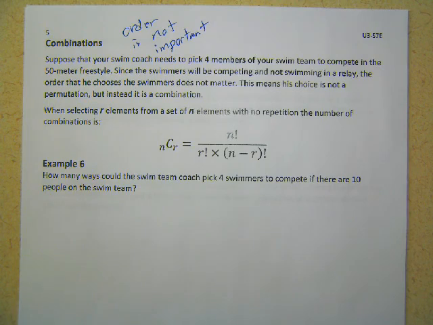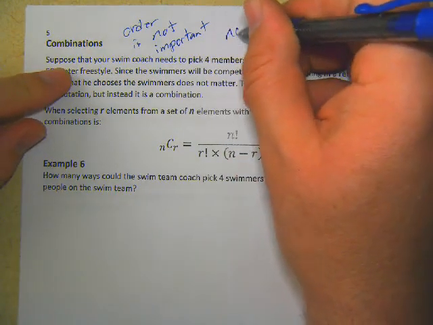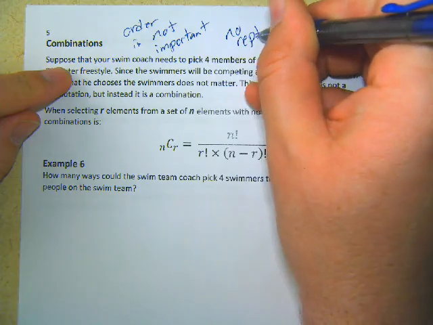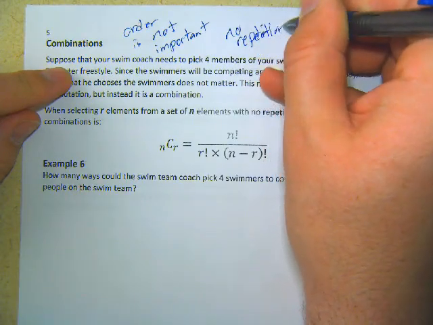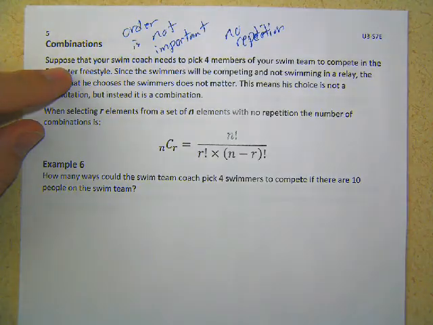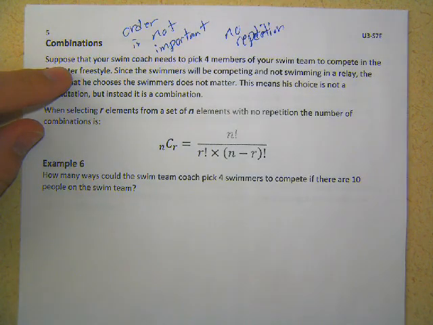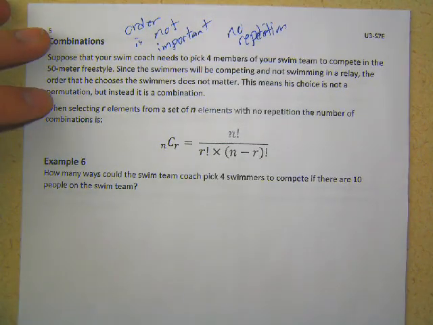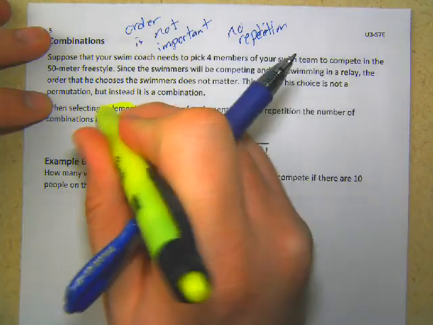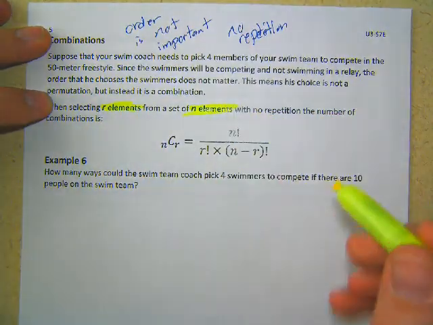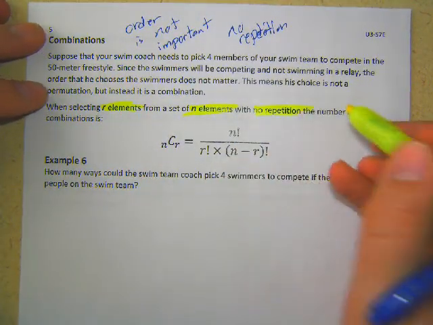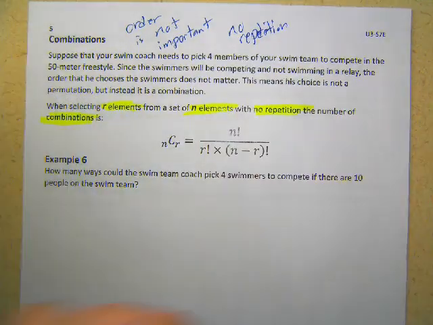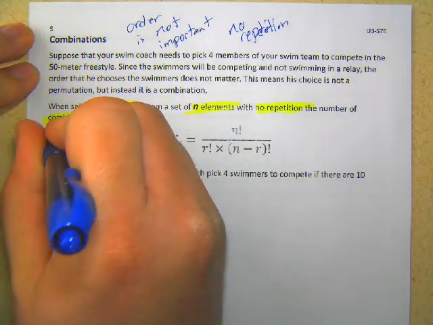This is called a combination. Now we're just trying to pick a group of objects. We're not worried about what order we pick them in. Notice that we still have no repetition. Combinations still have no repetition because you can't pick the same swimmer to swim in that same relay twice, right? They can swim in the relay once. So no repetition, but order does not matter. So when you're selecting R elements, R is the number you're choosing, N is the number you're choosing out of. There's no repetition. The number of combinations, so groups, not orders.